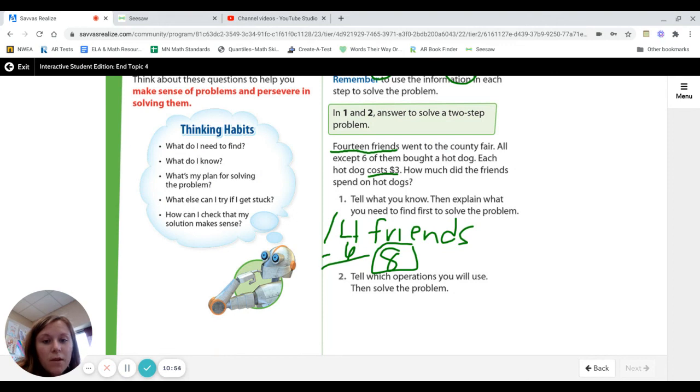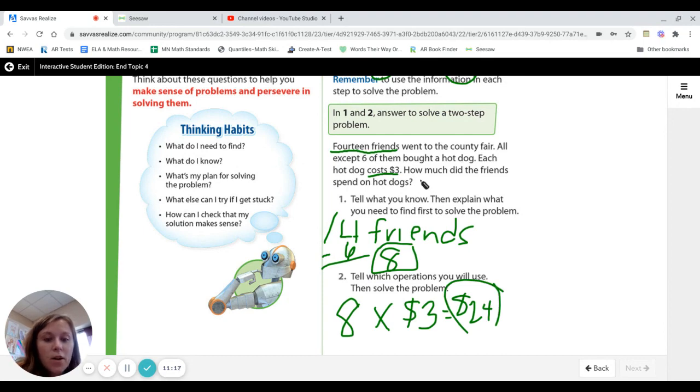Now we can think about how much the friends spent on the hot dogs. So we have to think about our first problem before we solve the final problem. So we know 8 friends are buying $3 hot dogs. So I'm going to multiply 8 times $3. One person would be $3. 2 people would be $6. 3 people would be $9. So it's been $24 on hot dogs.